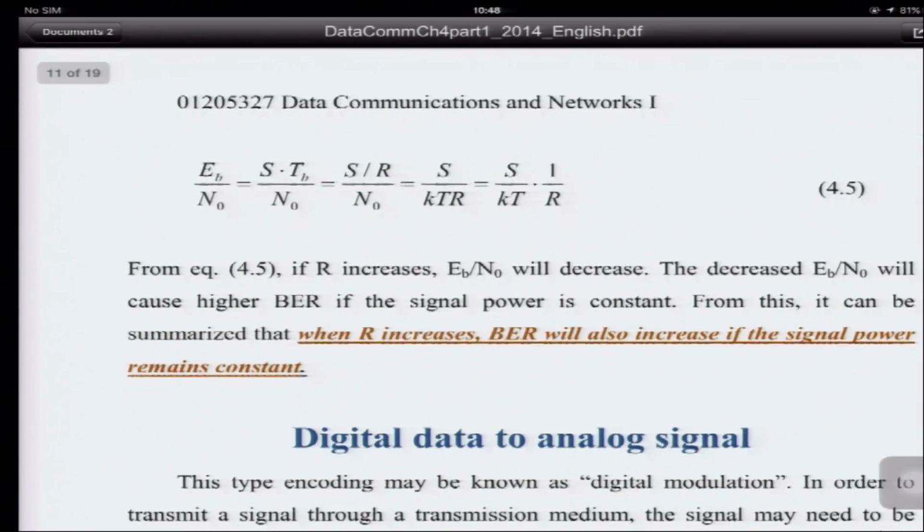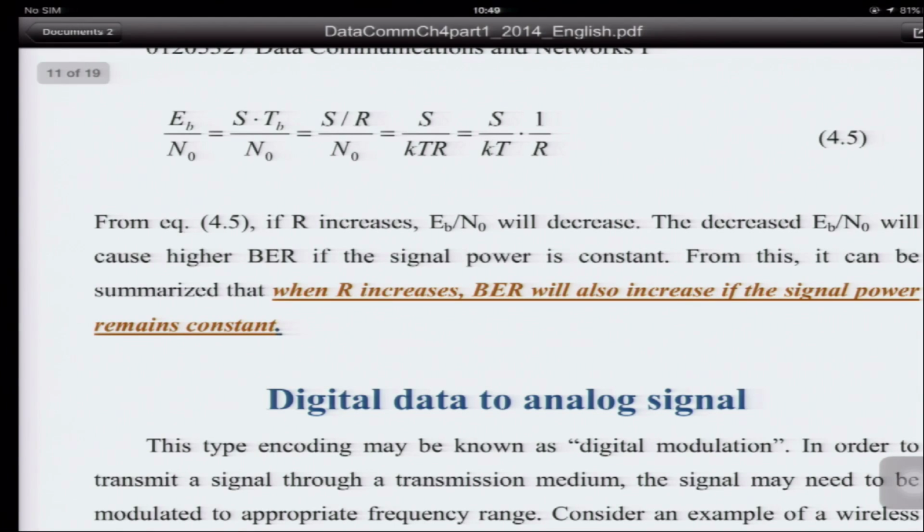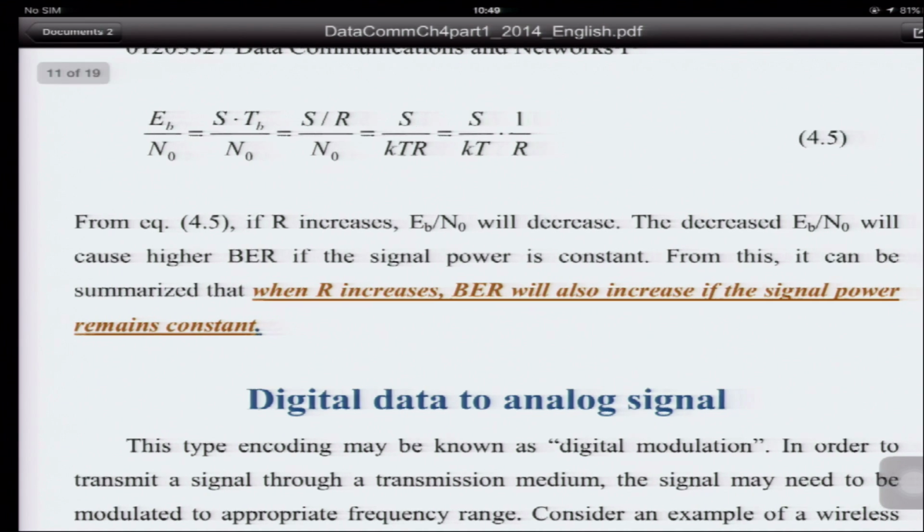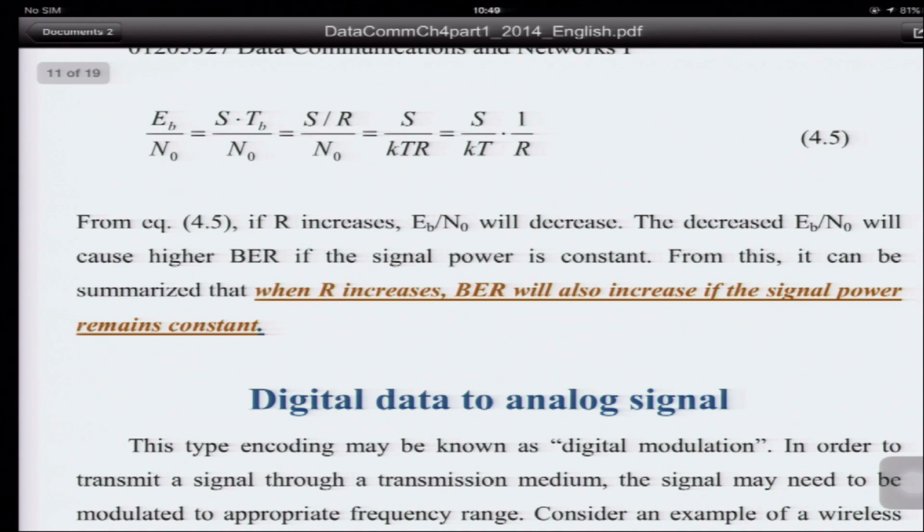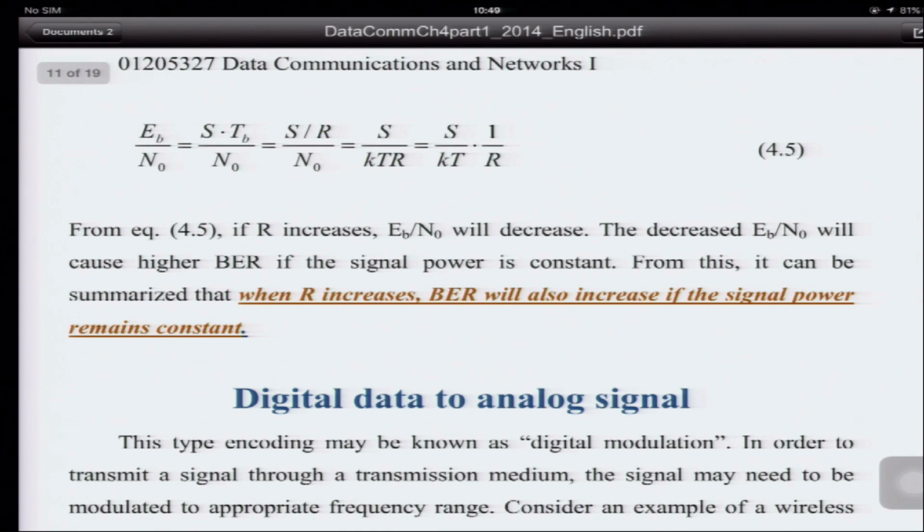So this is the summary of this: if R increases, the bit error rate will also increase if the signal power remains constant. And so this is the end of this lecture. The next lecture will be about digital data to analog signal.